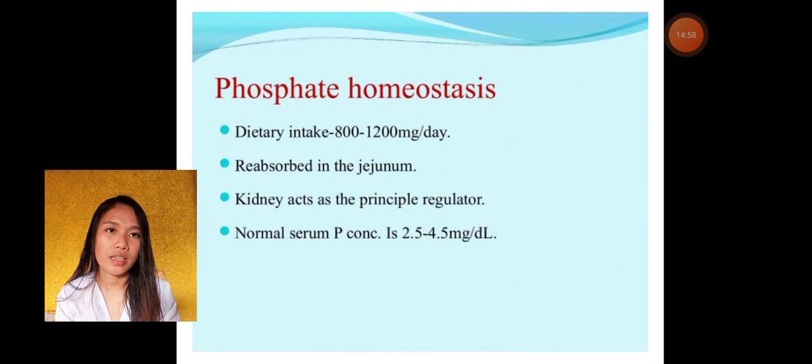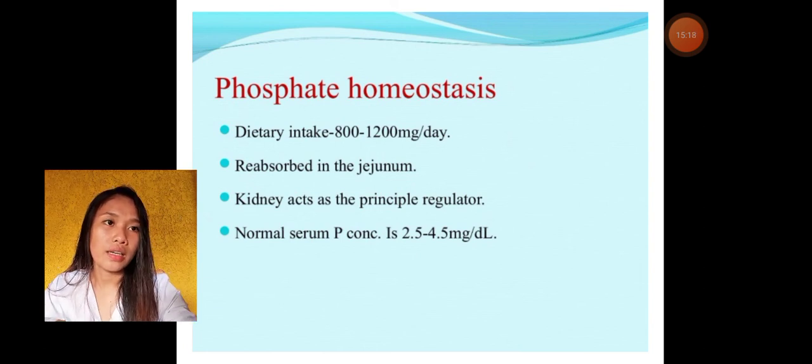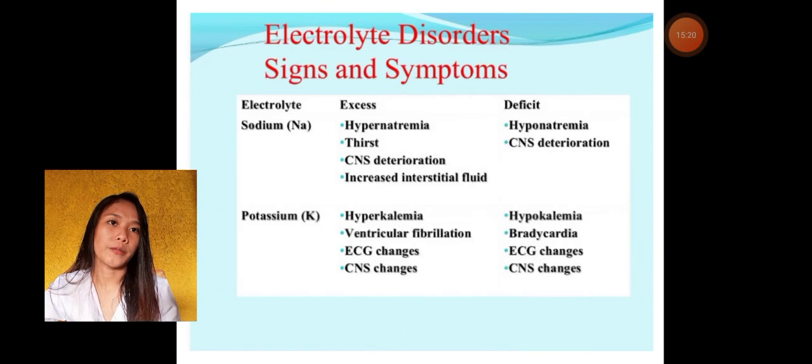Phosphate homeostasis. Dietary intake is 800 to 1,000 milligrams per day, reabsorbed in the jejunum. The kidney acts as the principal regulator. Normal serum phosphate is 2.5 to 4.5 milligrams per deciliter.